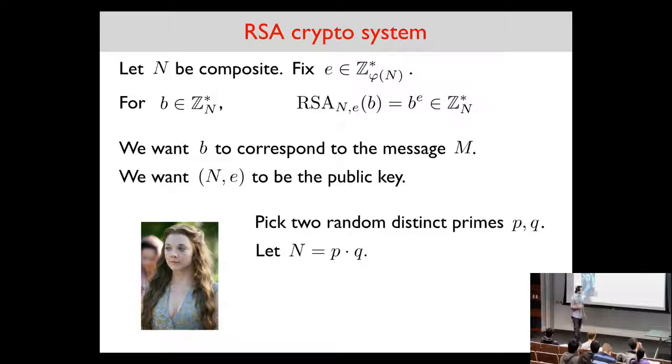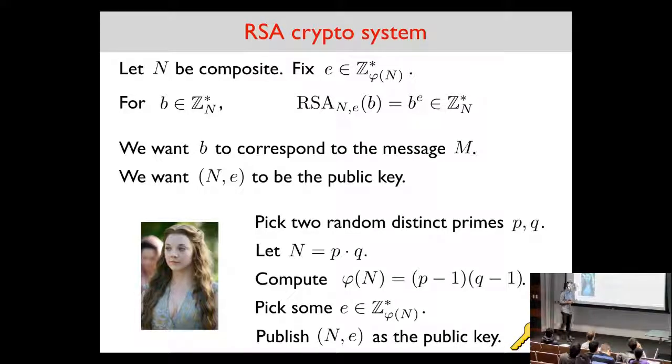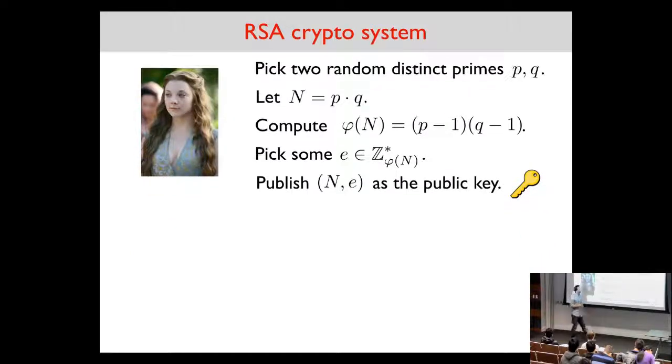First, she picks two random distinct primes, p and q, and lets capital N be p times q. She computes phi of n, which is p minus 1 times q minus 1. She can do that easily. Then she picks some exponent e in Z phi of n star. Think of e again as 3, it doesn't matter. And then she publishes n, comma e as the public key. So if you want to send a message to her, you use this public key.